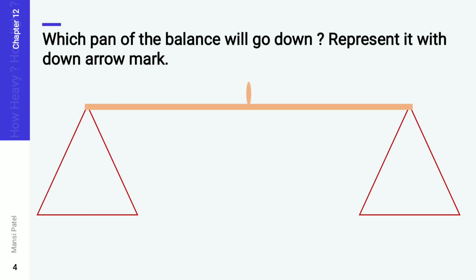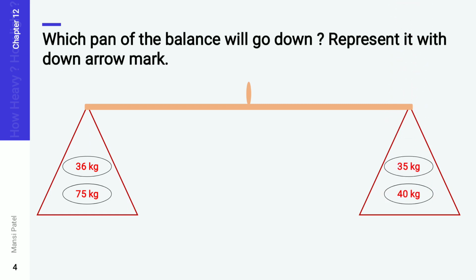For the balancing pan, in this one, on one side I am giving the weights 36 kilogram and 75 kilogram. What is the addition of it? 6 plus 5, 11, 1 carry; 7 plus 3, 10, and 10 plus 1, 11. So the answer is 111 kilogram on the left hand side. Now on the right hand side, there are measurements of 35 kilogram and 40 kilogram. What is the addition of both the numbers?